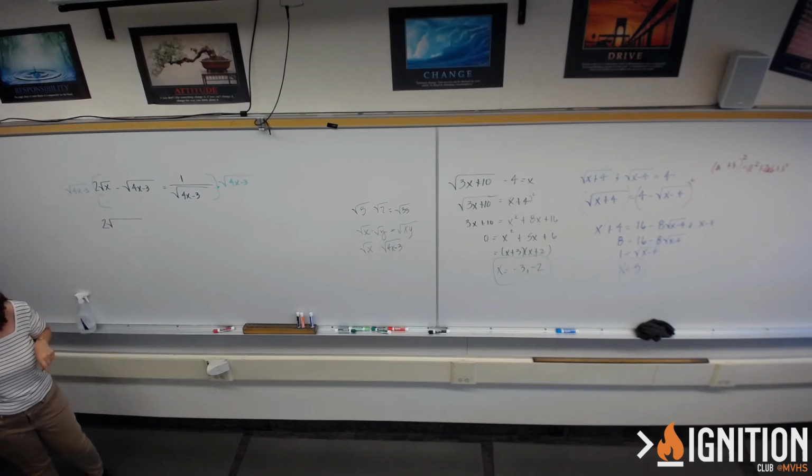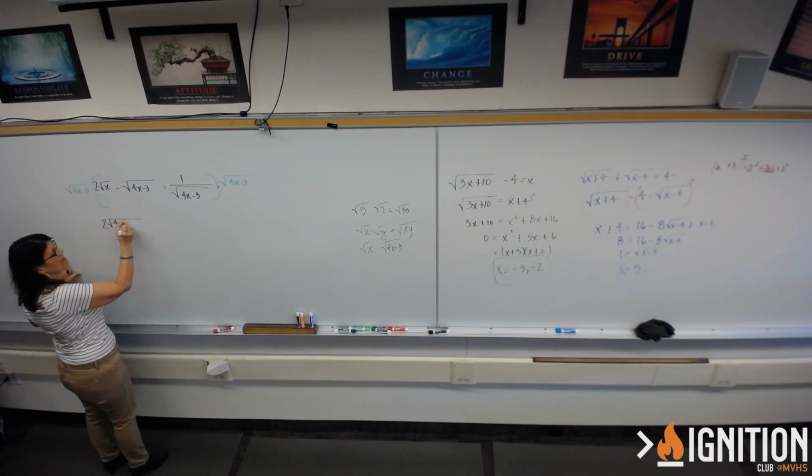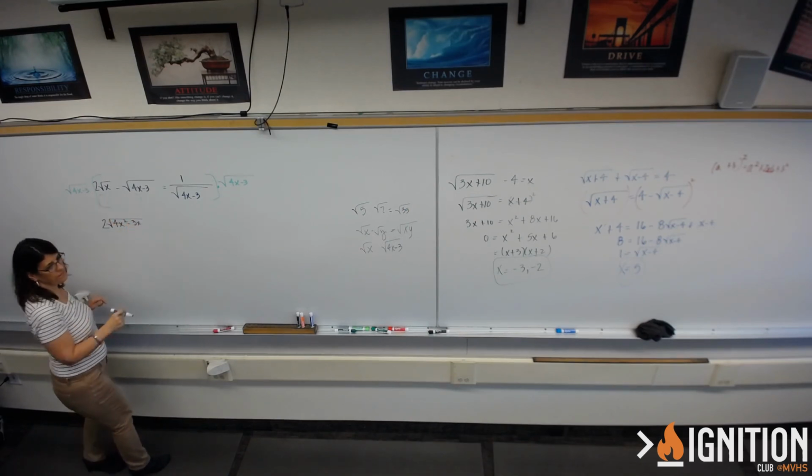Do you want me to distribute now, or do you want me to distribute later? Now or later? Make a choice. Now. All right. 4x times x is 4x squared. Negative 3 times x is negative 3x.